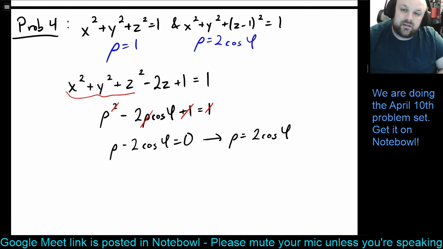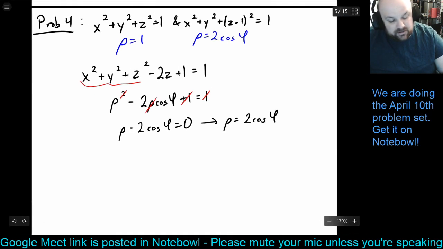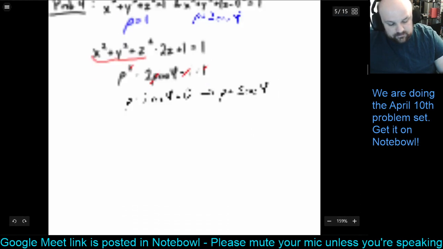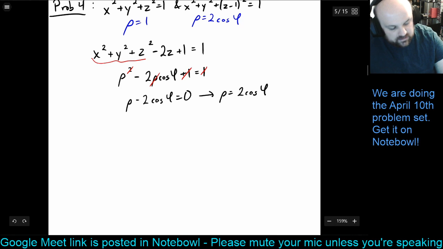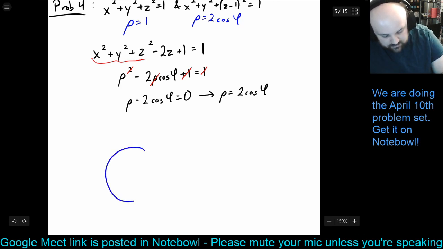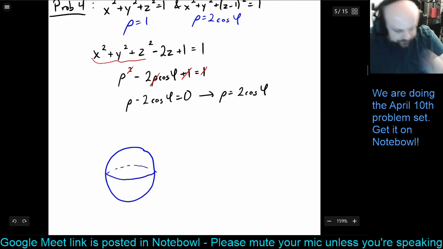So what does our shape look like here? Let's see if I can draw this. Let's say this is our normal sphere of radius 1. Then the second one has its center sort of at the top of this one.